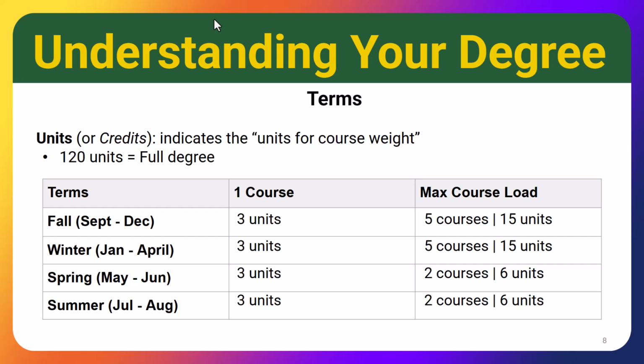During fall and winter, you can take a maximum of 5 courses per semester. So you could do 5 and 5. This will equate to 10 courses in a year. And that equates to 15 units per semester, or 30 credits for the whole year.